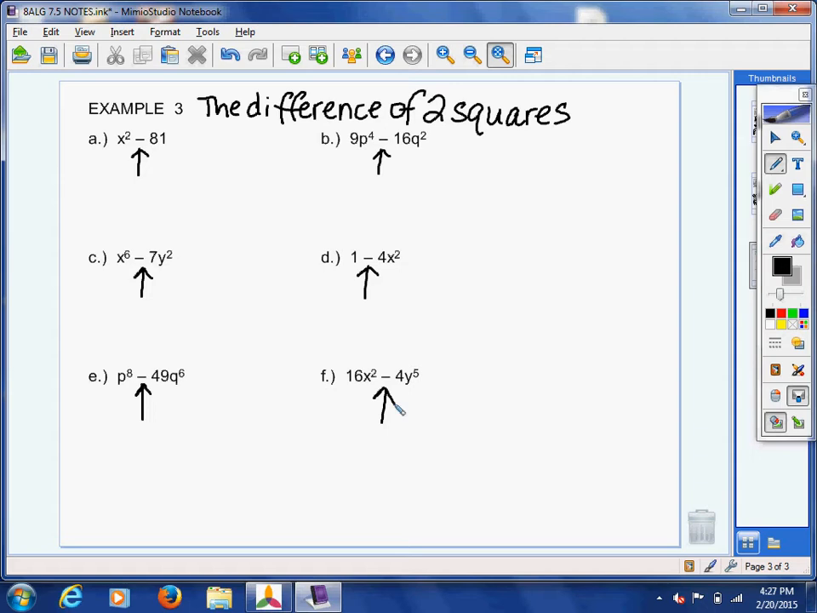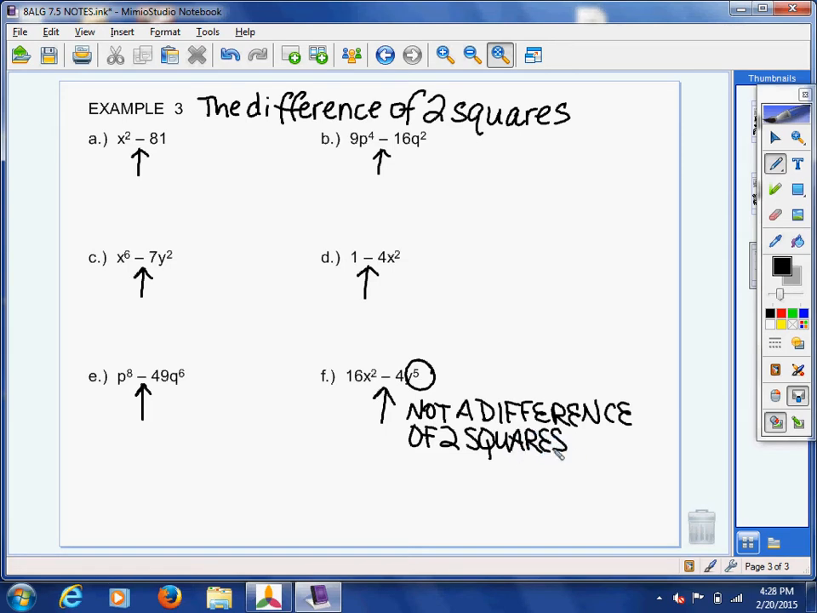So can you kind of scan your page and find where you see an odd exponent? Do we see any odd exponents anywhere on our variables? Okay, guess what? Did you see that 5 exponent on the y? Right away, I can tell you this is not a difference of two squares. So guess what? It's not factorable.